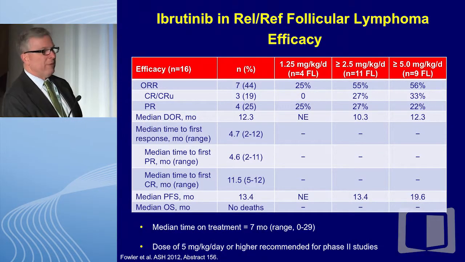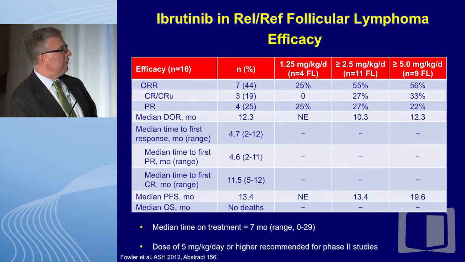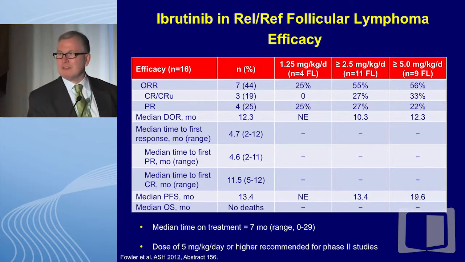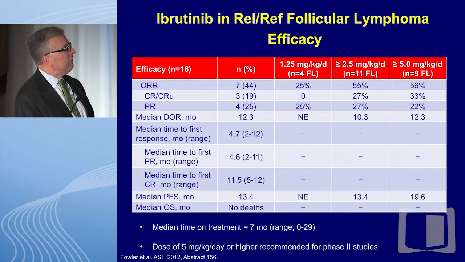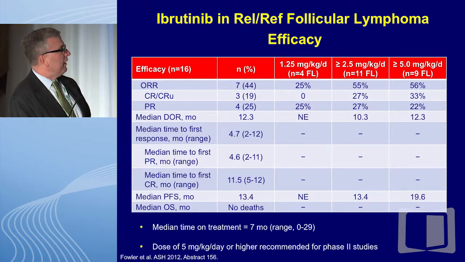So ibrutinib you've heard about, again, the Bruton's tyrosine kinase inhibitor. We've seen a lot of data in mantle cell lymphoma, a lot of data in CLL that you heard about, less data in follicular lymphoma. And this is from the early phase 1 trial.